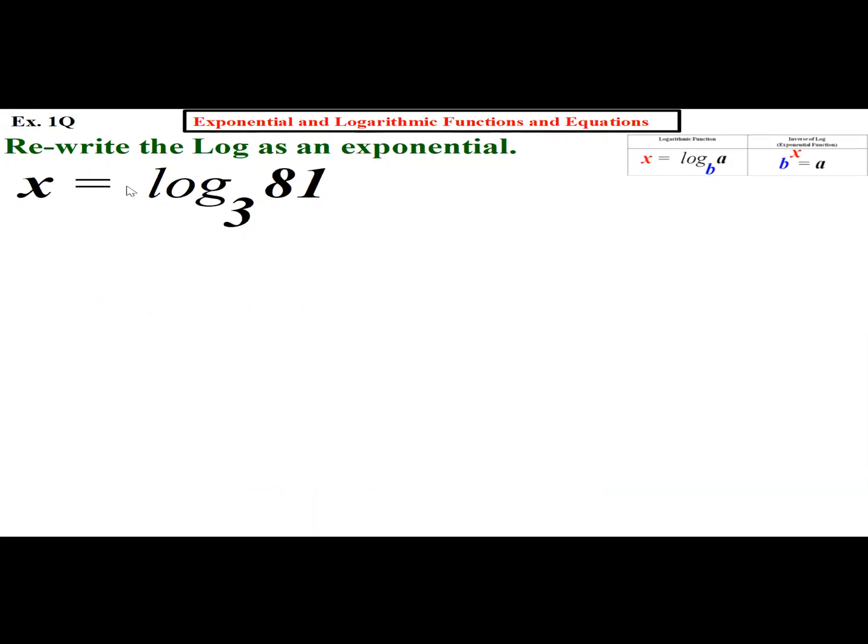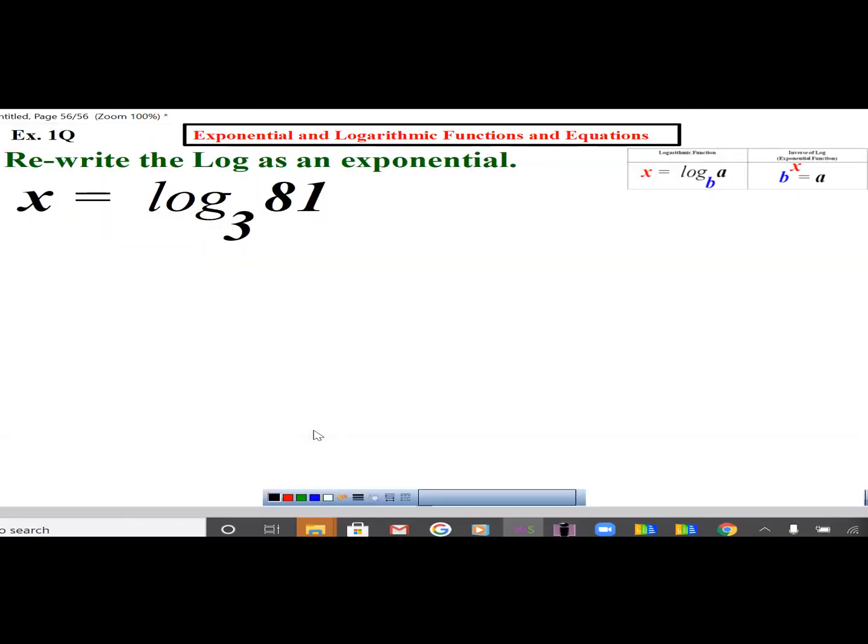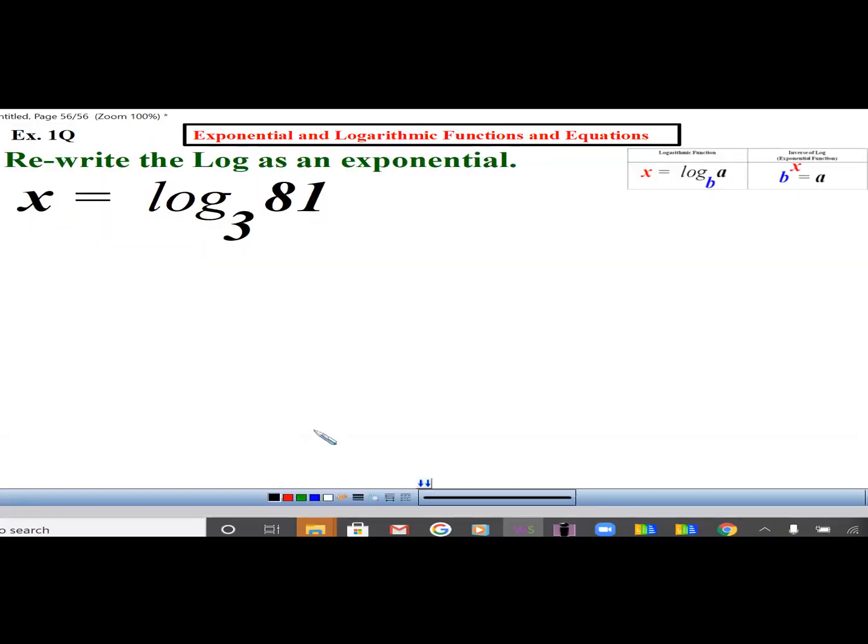Let's do another one. Example 1q, x equals log subscript 3 of 81. Rewrite that one, please. All right, Zach, what do we get as an exponential? Okay, guys, we don't have seconds to wait. So the base is 3, exponent of x, and it should be equal to 81.